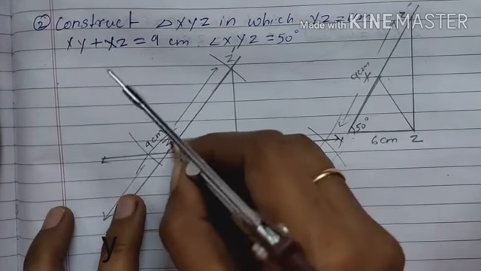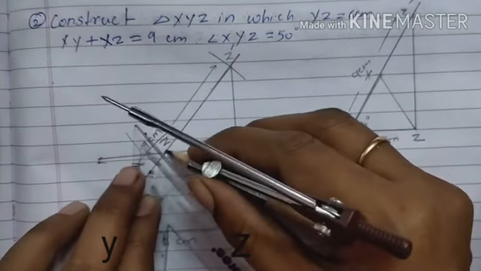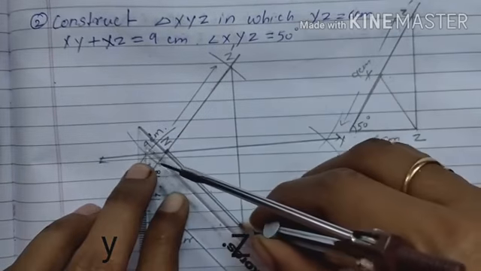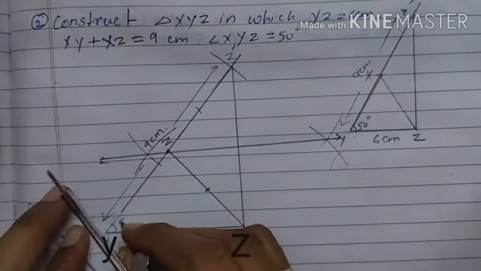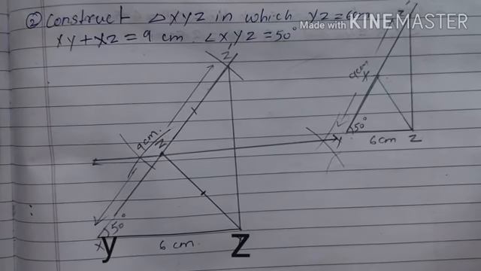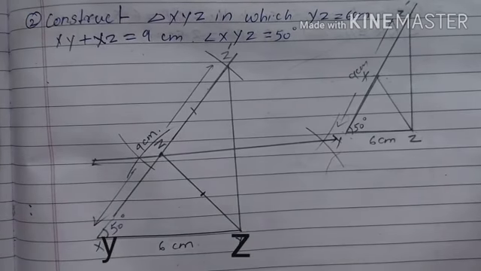Perpendicular bisector intersect side Y and Z dash at one point, that is your required point Z, and complete your required triangle XYZ. So here you complete your required triangle XYZ. Okay.